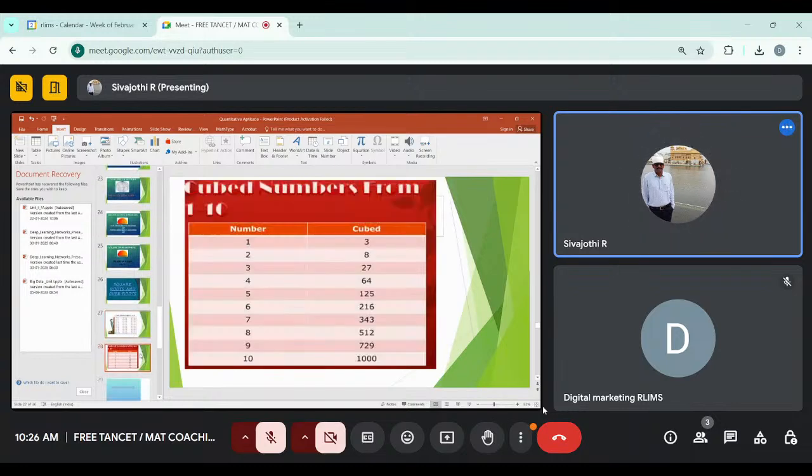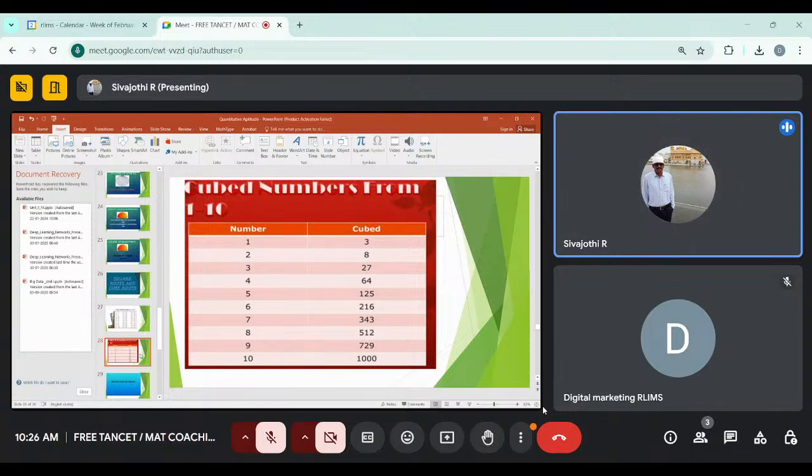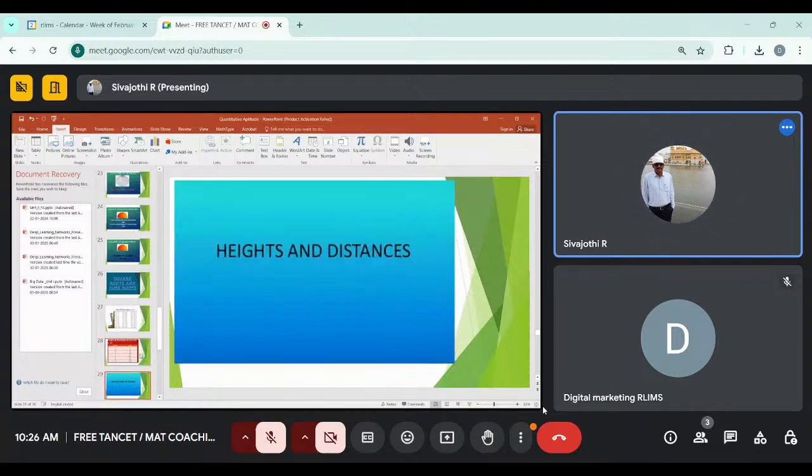Okay. In the same manner, you should know the cubes also. 1 cube is 1, 2 cube is 8, 3 cube is 27, 4 cube is 64, 5 cube is 125, 6 cube is 216, 7 cube is 343, 8 cube is 512, 9 cube is 729, 10 cube is 1000. So these are the things we should know. Next.